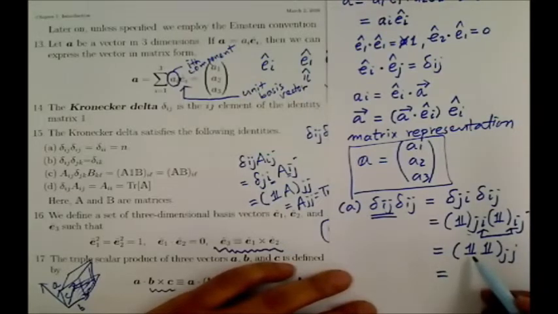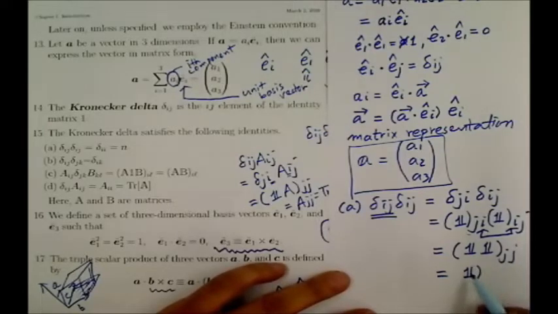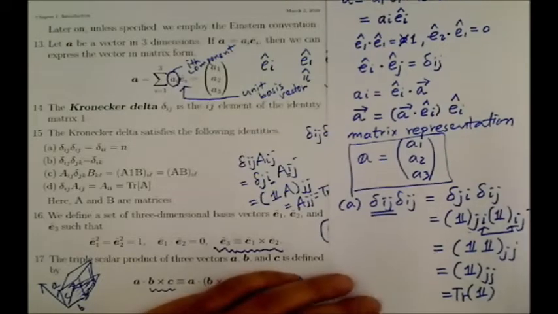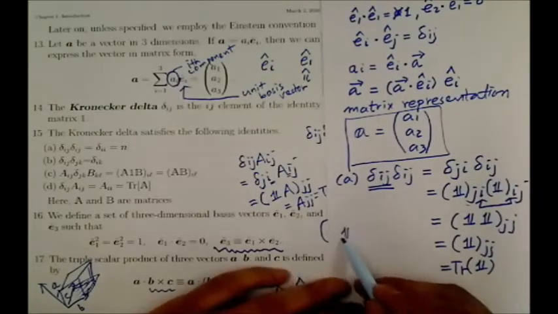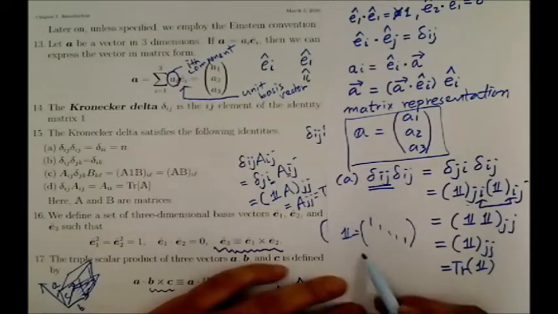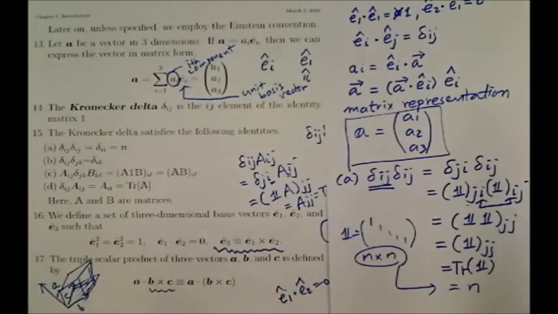I know that the product of identities is just identity jj. This one is actually the matrix identity. It's a trace. Now, the identity matrix is something like that. If it is an n by n identity matrix, then the trace is n. Okay.